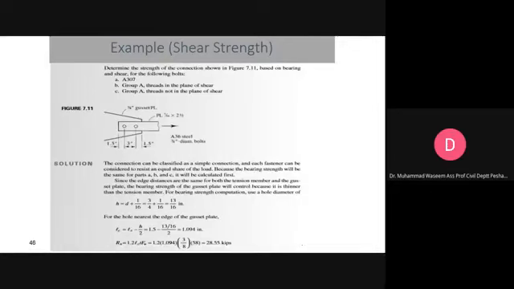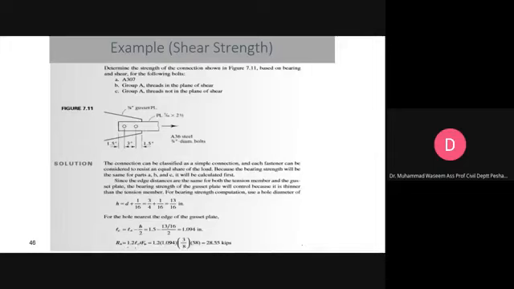So I will go over it quickly, but in the next class we will again go over it. Now basically you have to determine the strength of the connection shown in figure 7.1 based on the bearing, and now they have included the shear for the following bolts. For unfinished bolt A307.